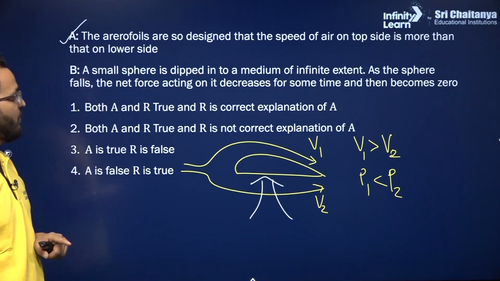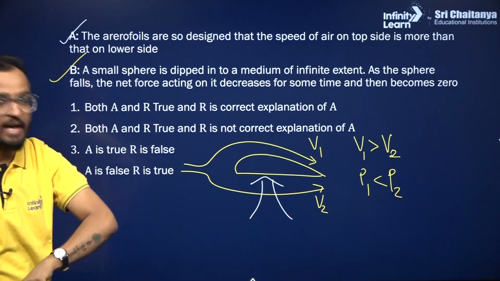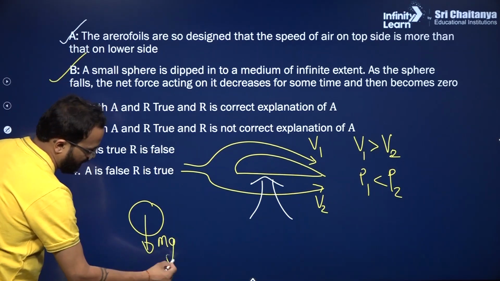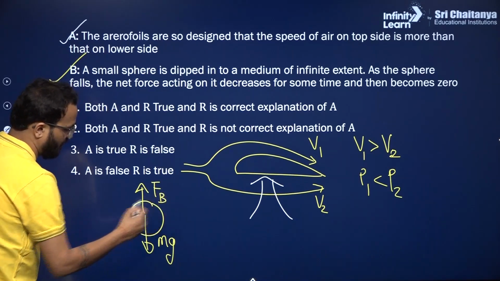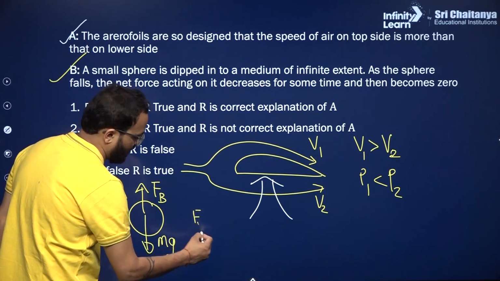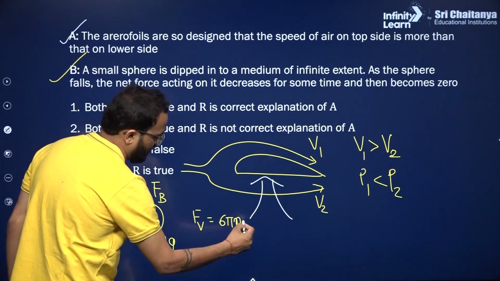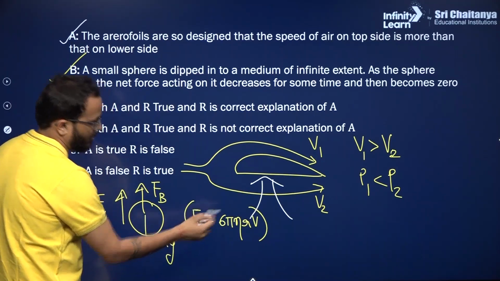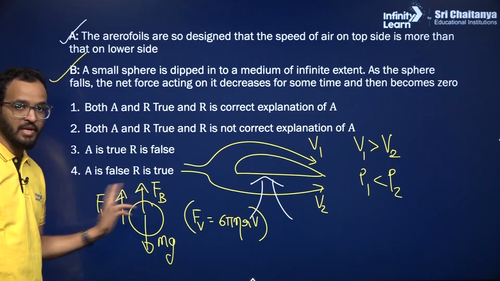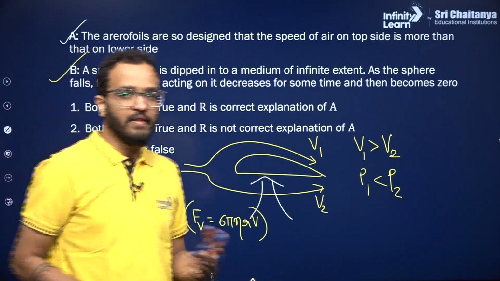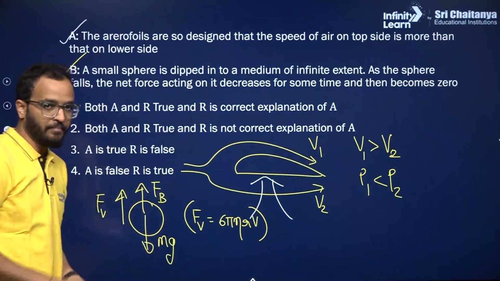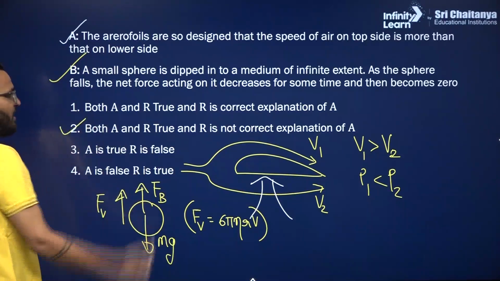Now let's come to the second point, a sphere dipped in a medium. Obviously this is also true. Why? Because if I talk about a small sphere, one is its weight mg acting, another one is the buoyancy acting, then another one will be what? The viscosity acting, and we know that after some time, see, viscosity is what? 6 pi eta r v. So as the velocity goes on increasing, the viscous force goes on increasing, and there will be a point when these two forces together will balance out mg, or the weight of the sphere, when we will say that yes, the terminal velocity has been achieved, now the sphere is coming down with a constant velocity. So obviously second statement is true, but they don't have anything to do with each other.